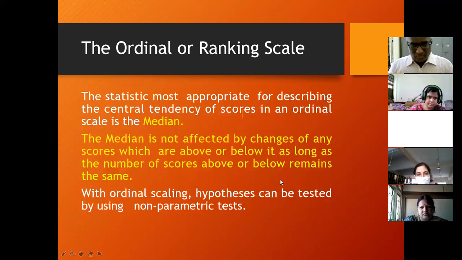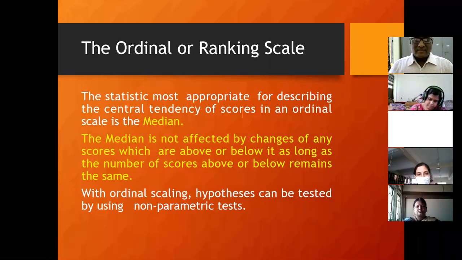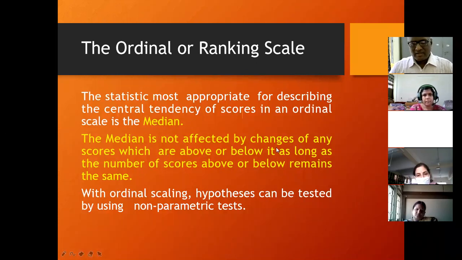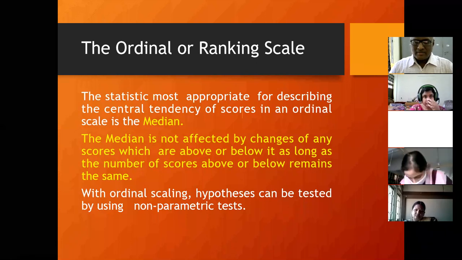Which is the most suitable statistical measure we can use for ordinal scale? The most important measure is median. Median is not affected by changes in any scores which are above or below it, as long as the number of scores above and below remains the same. Median is the value which divides the series into two parts, 50% below it and 50% above it.